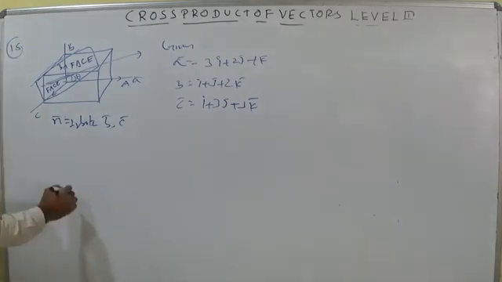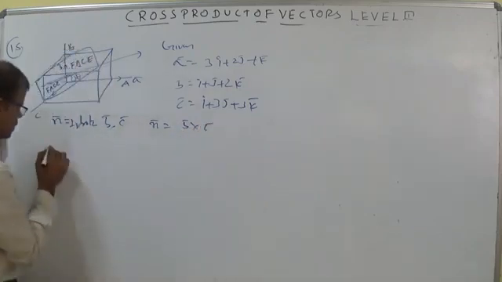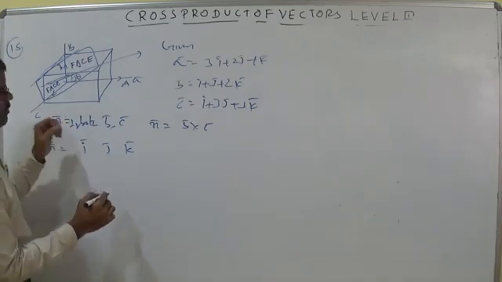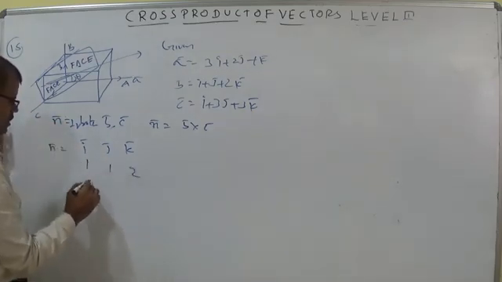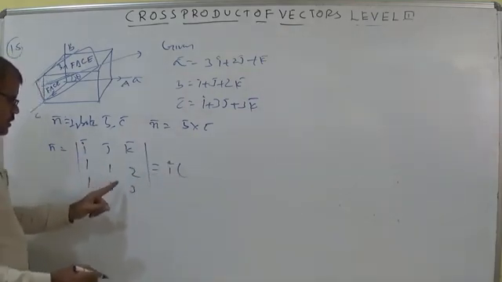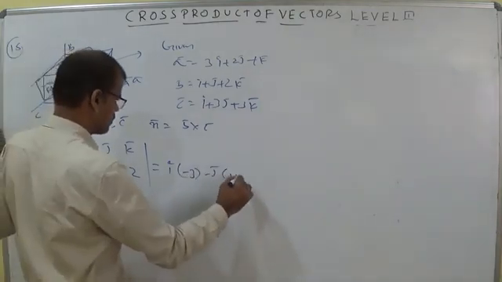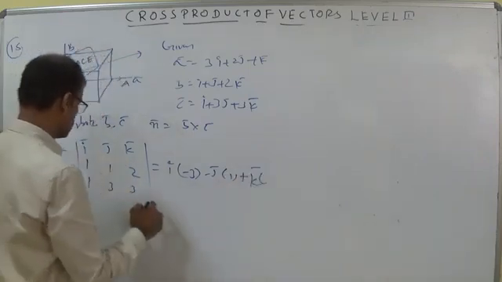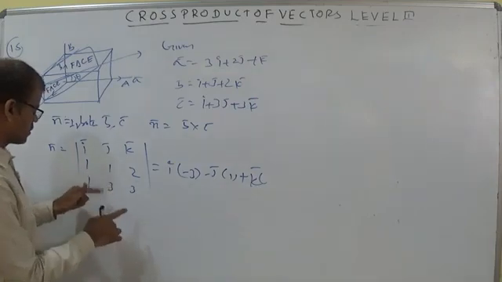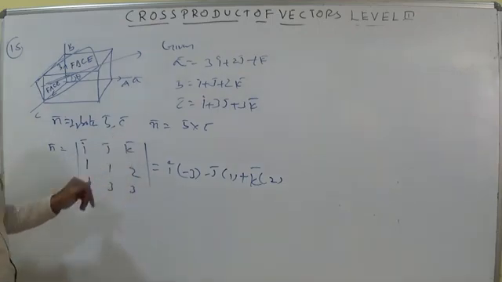So now calculate n bar is equal to B cross C. Put here i, j, k, and what is the value of B here? 1, 1, 2 and 1, 3, 3. Calculate the value now: i into 3 minus 6, minus j into 3 minus 2, plus k into 3 minus 1. This is j, 3 minus 2 completed. k into 3 minus 1, it is 2. Now let it be n bar.